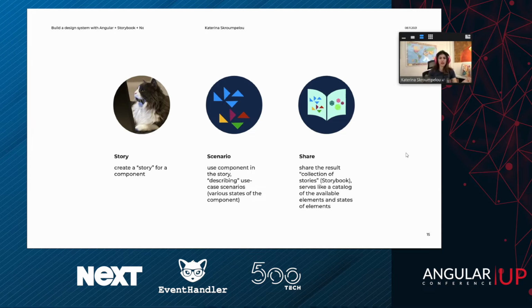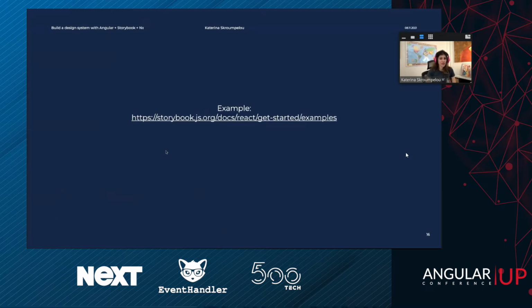And then to share the results, the collection of stories, that is what a storybook is, which serves like a catalog of the available elements and the state of elements. So a storybook actually is a collection of all the stories of all these different states of the components that you're using. So let's see an example.